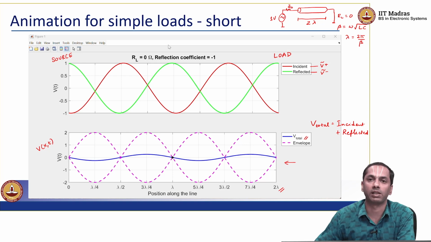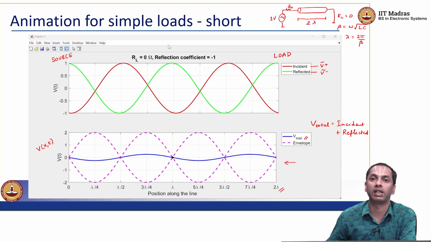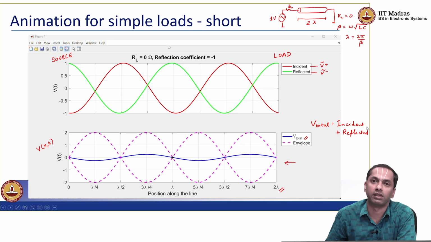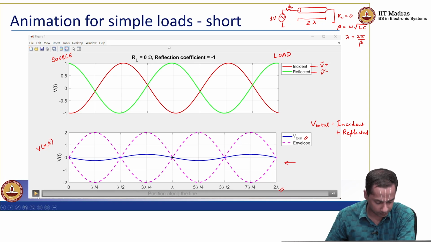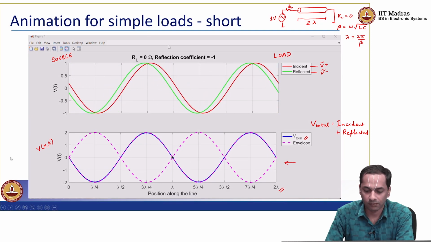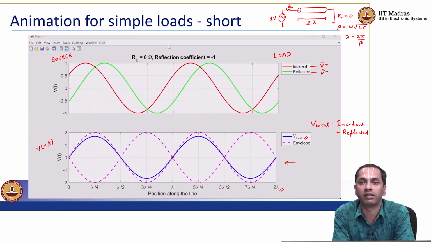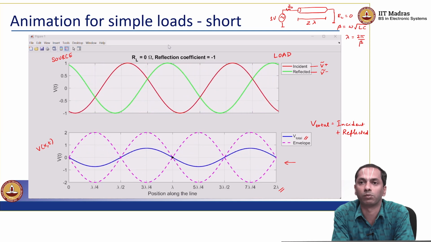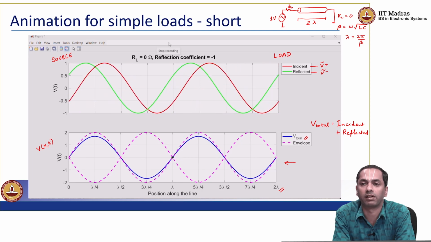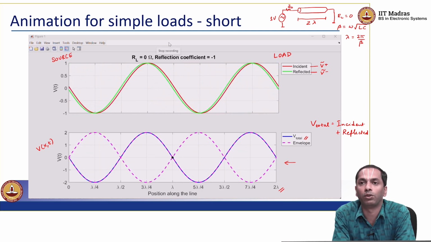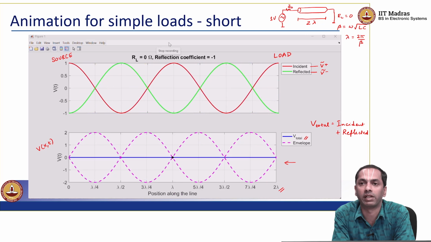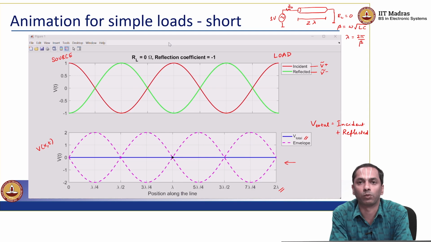So let us play some of these animations, and hopefully it will give you a flavor of what is going on in this transmission line. You can notice that the red curve looks like it is moving to the right, the green curve is moving to the left, and because the reflection coefficient is -1, at the load end, where the distance is 2 lambda, the value of the green function and the value of the red function always differ by a factor of -1. So if it is +1 volt for the red curve, you will see that the green function takes -1 volt.